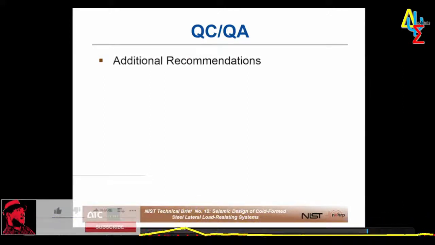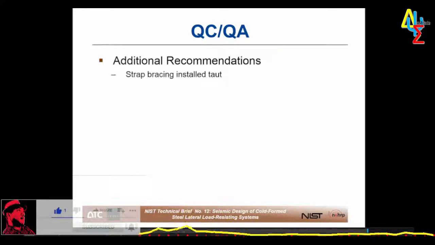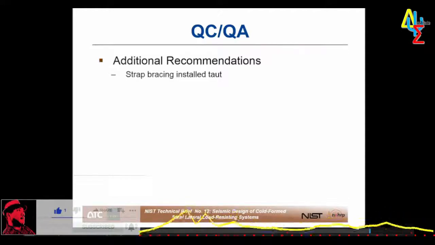Additional QC/QA considerations include that we check that the strap bracing is installed and remains tight. Strap bracing can be difficult to install tight the first time, and it can loosen as gravity loads cause shortening in the walls. I have seen this, and I have talked to other engineers who have seen this, where on a multi-story structure, for example, the lower level strap braces got installed nice and tight, and by the time all of the upper levels were put on, the straps were a little bit loose, just because the walls had shortened slightly, allowing some loosening of those straps. So you want to make sure that before everything is covered up, those straps are tight and properly installed.